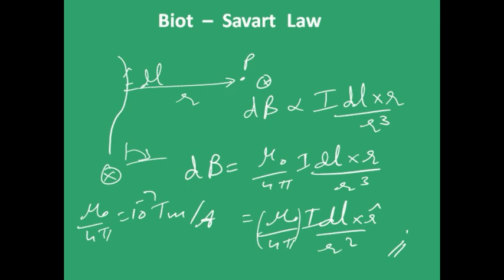Let me tell you something interesting here. In static electricity, I told you that the electric force is given by 1 by 4 pi epsilon naught into q1 q2 by r square, something like that. Don't you feel that this formula is pretty much similar to that? Here also you have some constant multiplied by two quantities and you have r square in denominator. Actually they are related. Let me tell you how.